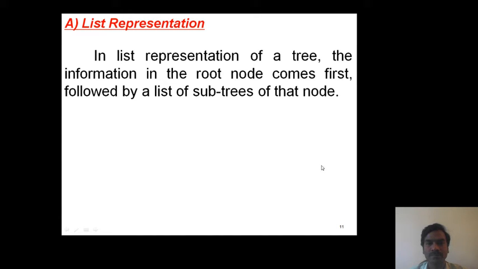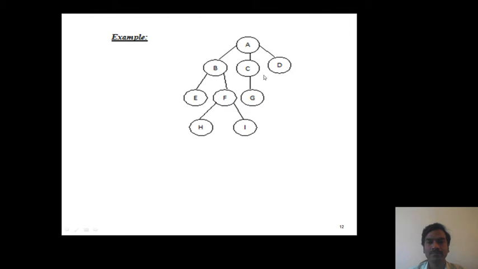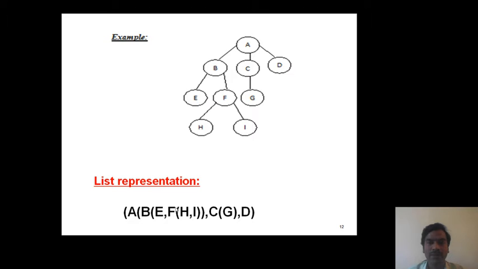specified node. Here observe this example. Now this one, tree data structure. It consists of different nodes like A, B, C, D, E, F, G, H, I. Now, in a list representation, first the root node exists followed by its children nodes. So A of B, again B consists of children nodes. So E, comma, F consists of children nodes H, comma, I.